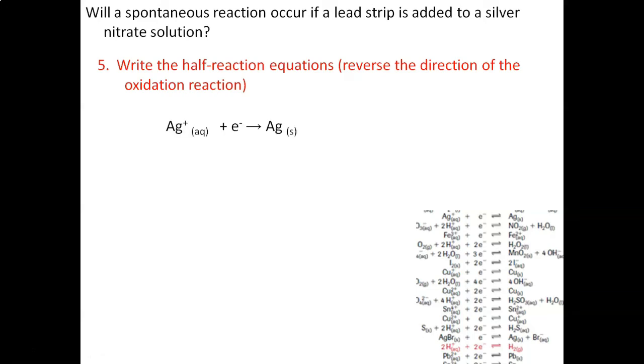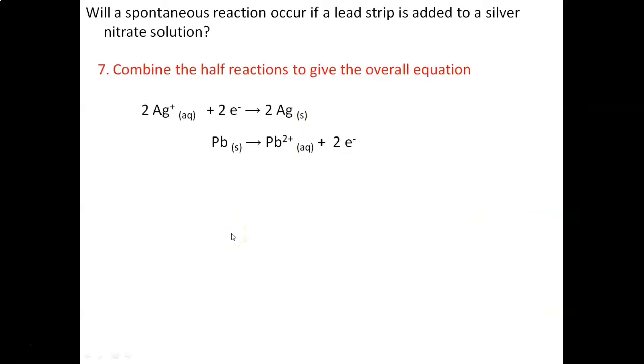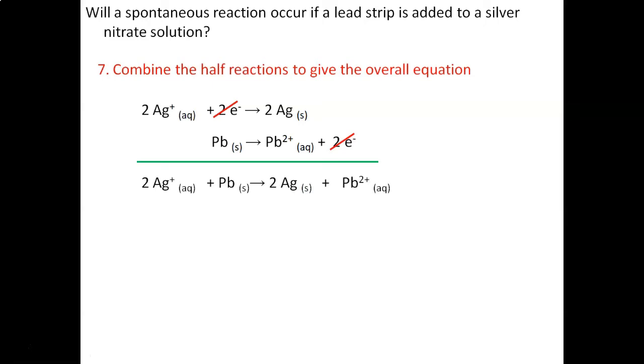Okay, so now I'm going to write my half reactions. I'm just going to copy them from the table. So I copied the silver reaction, and then I copied the lead, and because it's undergoing oxidation instead of reduction, and these are reduction half reactions, all I did was flip the reaction. Okay, then I'm going to determine my multiplier to balance the number of electrons lost and gained. So therefore I multiply my first reaction by 2, and then I'm going to combine them. This would be my spontaneous redox reaction if I put a lead strip in a silver nitrate solution.